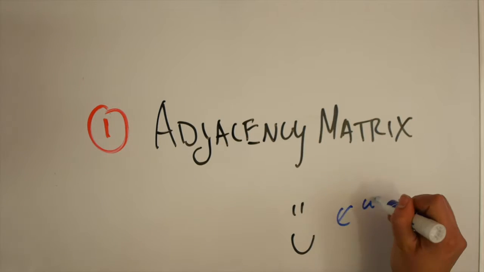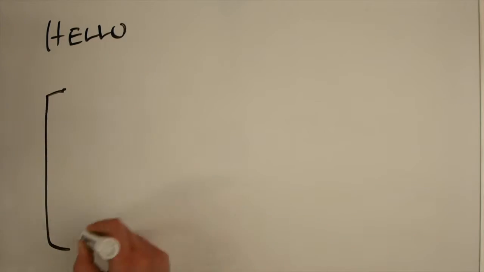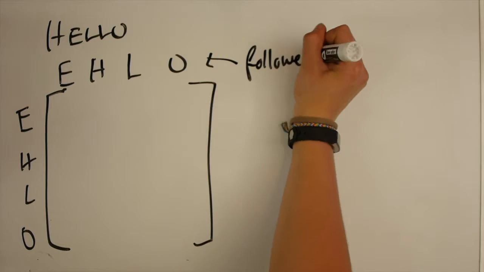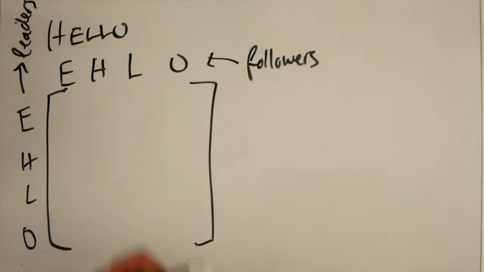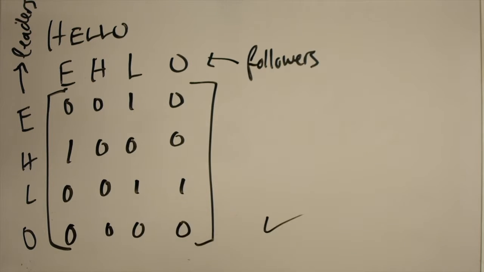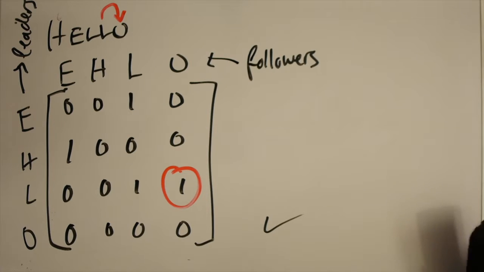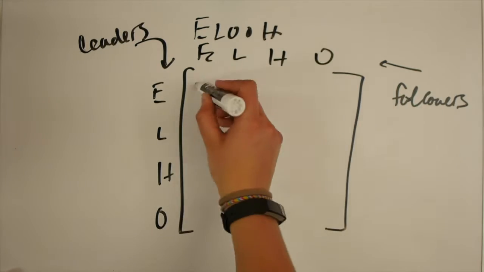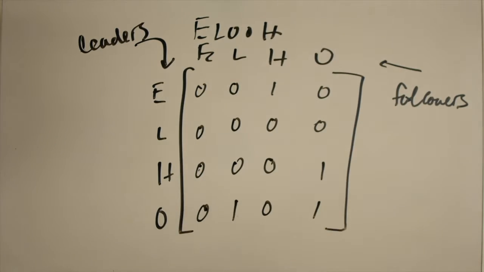First, we need to construct an adjacency matrix, which will indicate how many times a certain letter follows another letter. The adjacency matrix will have letters that are leaders on the vertical side and letters that are followers on the horizontal side. To get the numbers inside the matrix, we will see how many times the follower follows the leader. So for example, O follows L 1 time, so a 1 is placed in that position. We will need an adjacency matrix for both the original text, hello, and the encrypted text, ELO.